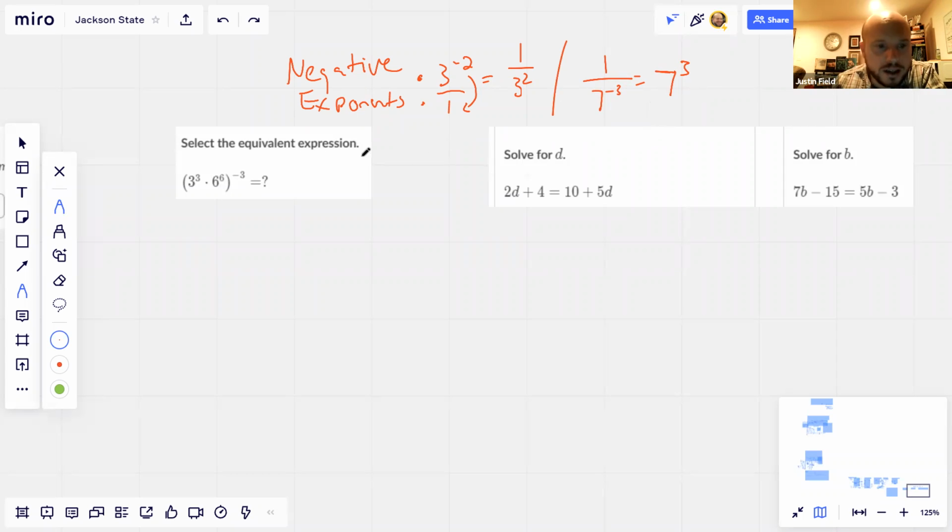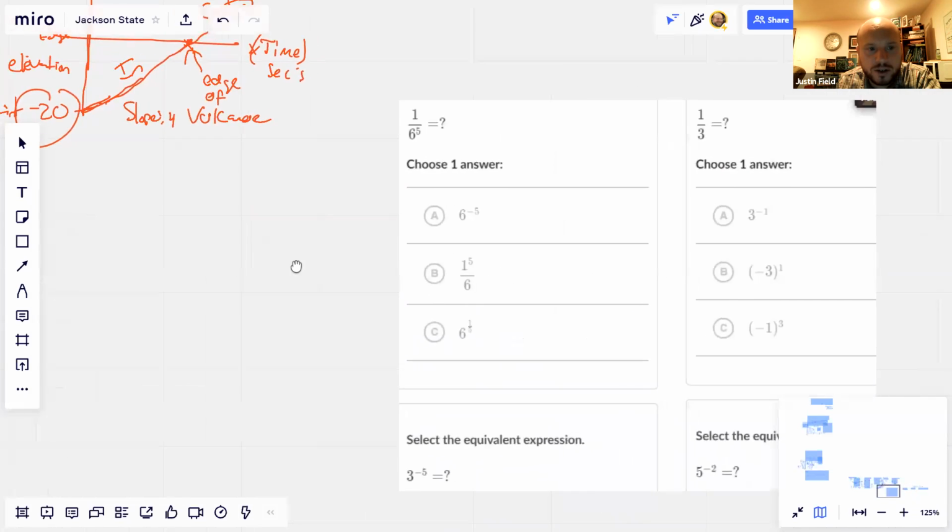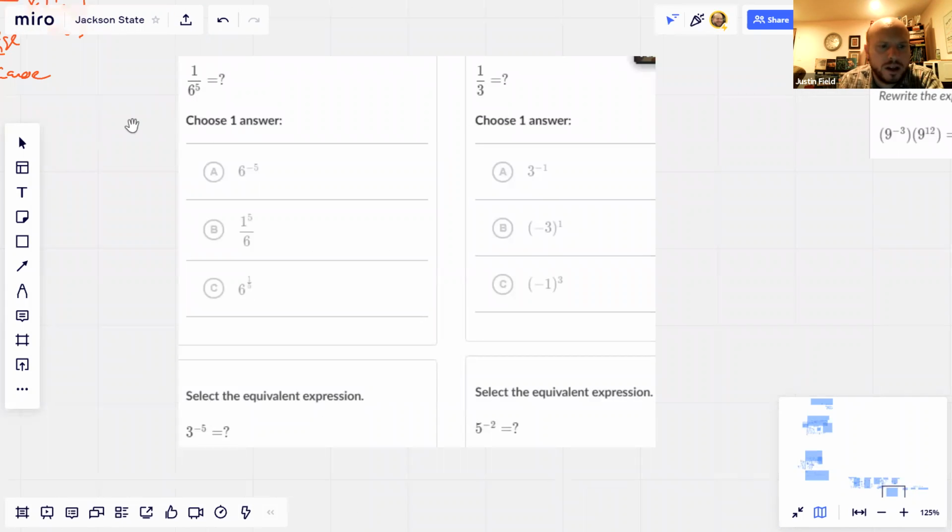All right, so in Khan Academy, you're going to select the equivalent expression. On the quiz, you're going to simplify with positive exponents only. Well, not in this one. This one is going to have a negative exponent. If you simplify, based on what we just said, it would be that.